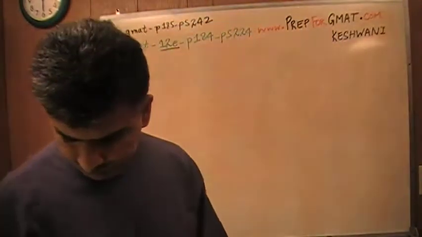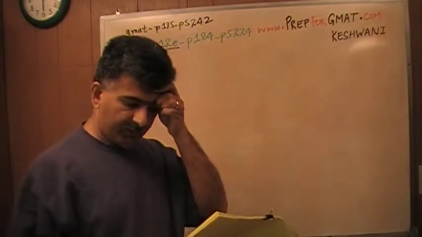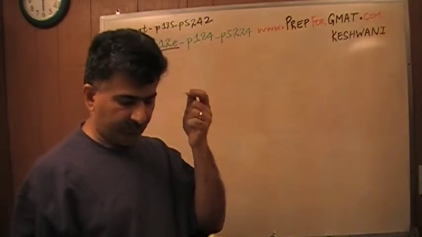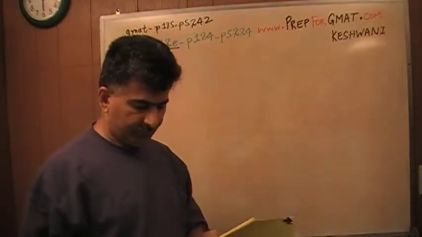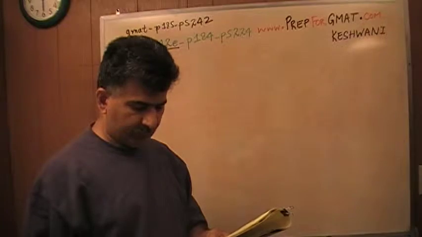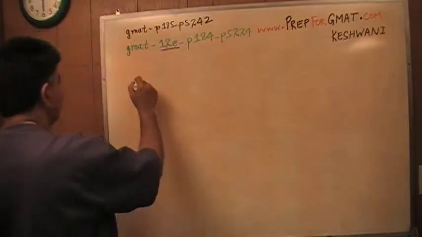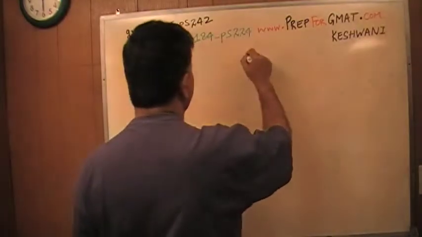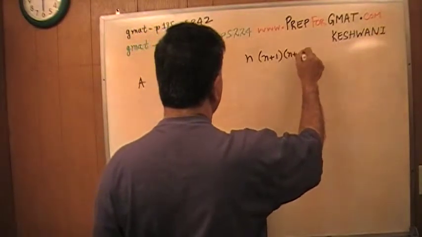Let's get going. Enough of the talk. If n is a positive integer, alright, so we know that n is positive and it's a whole number, that's what integer means. Then the question simply is n times n plus 1 times n plus 2 is, and then they give you choices.